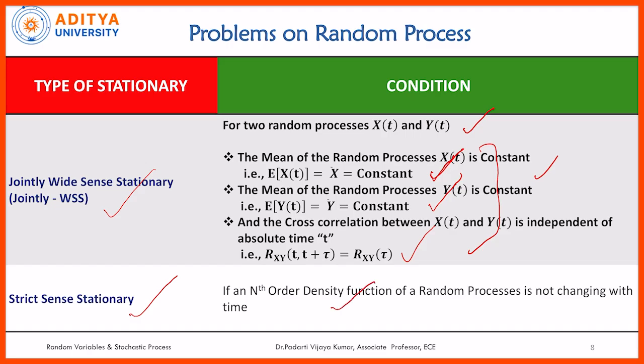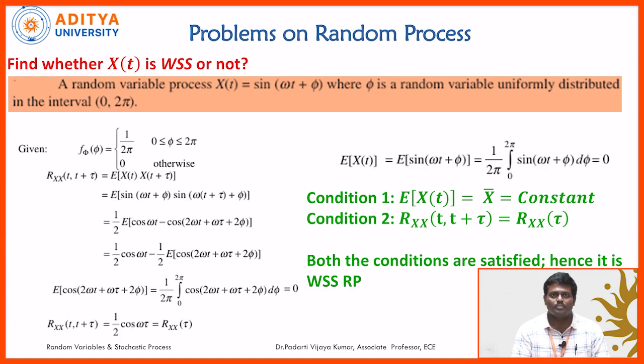And one more definition of stationarity is strict sense stationary. If the nth order density function of a random process does not change with time, we call it nth order strict sense stationary. If it is stationary up to kth order, we call it a kth order strict sense stationary random process. Next, we will see the problems related to the stationarity concept.